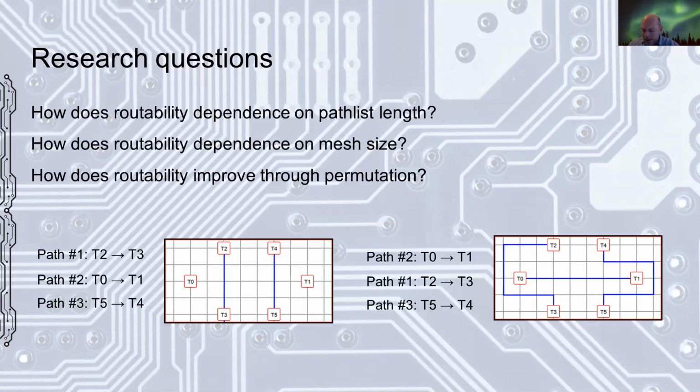Right? So this led us to the following questions. Obviously, if you have meshes, the more paths you try to route, the more crowded it gets, the more unsolvable your problem instance is likely to be. So how does this routability, the ability to solve your routing problem, depend on the path list length, the number of paths you're trying to route? How does it depend on the mesh size? Because as the room grows bigger, of course, you can route more easily. And how does this permutation, the changing of orders in the list, affect the solvability of the problem?